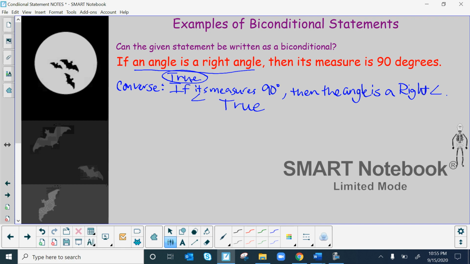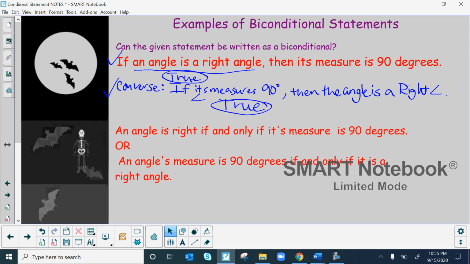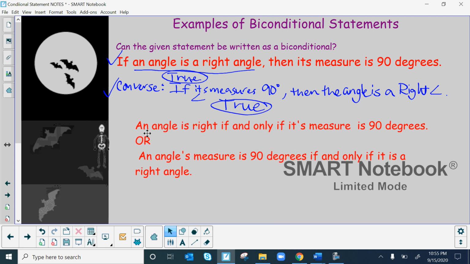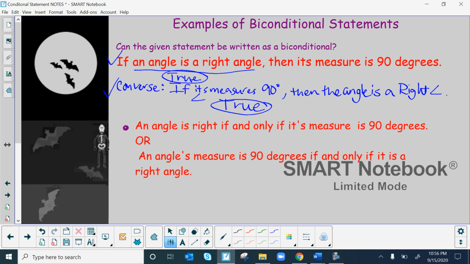So when both of these statements are true, meaning the conditional and its converse, then this is what you can do and write a biconditional. Okay, there's two ways you can write it. It can be written the first way where it doesn't start off with if, so this is a new statement. So you have this first option: an angle is right if and only if, I'm going to underline that right there because that's the main part of a biconditional, its measure is 90 degrees.